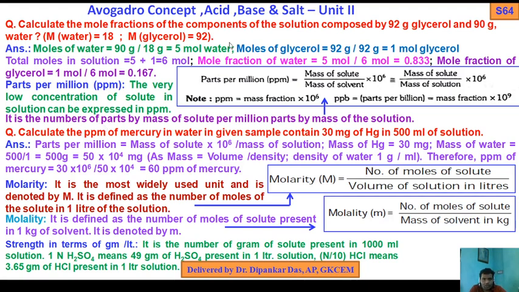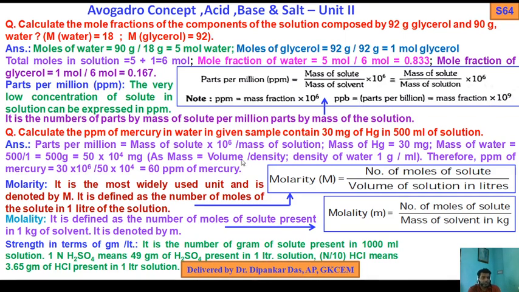So it is the number of parts by mass of solute per million parts by mass of the solution. So parts per million is mass of solute by mass of solvent into 10 to the power 6, or mass of solute by mass of solution into 10 to the power 6. So ppm is mass fraction into 10 to the power 6, and ppb, parts per billion, is mass fraction into 10 to the power 9.